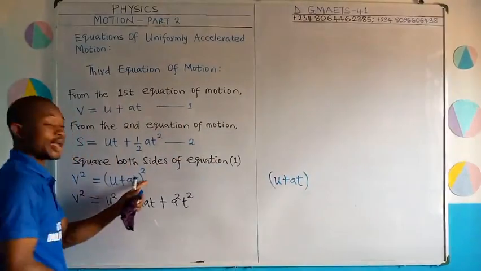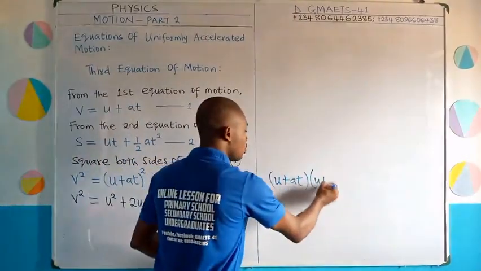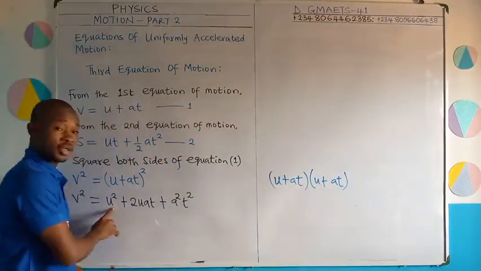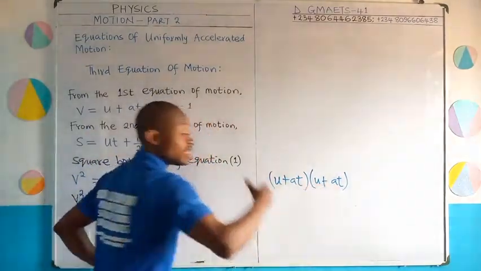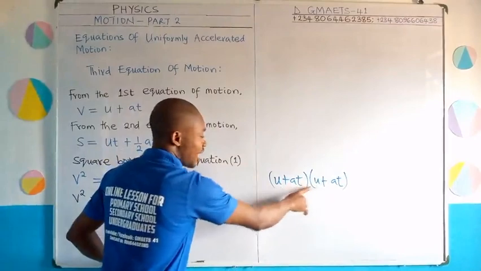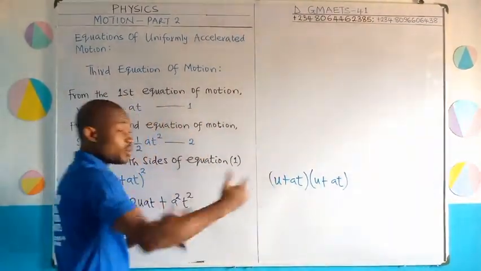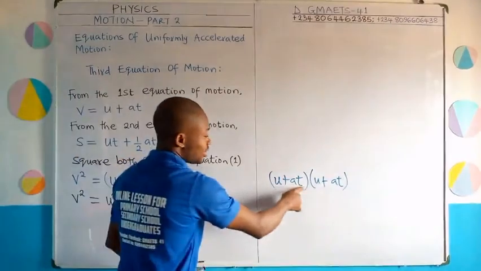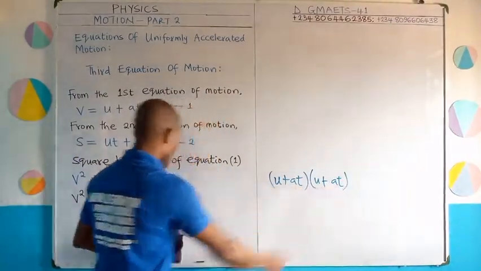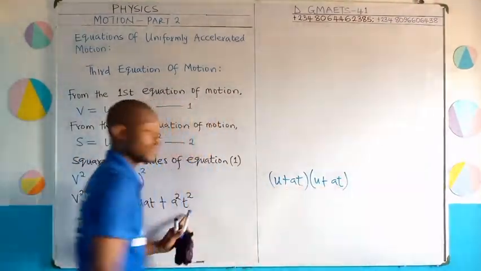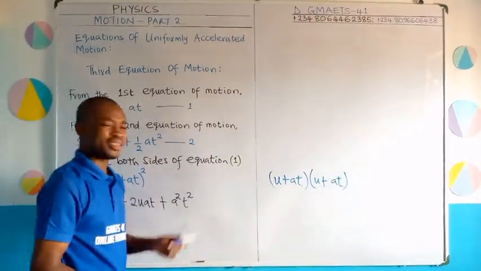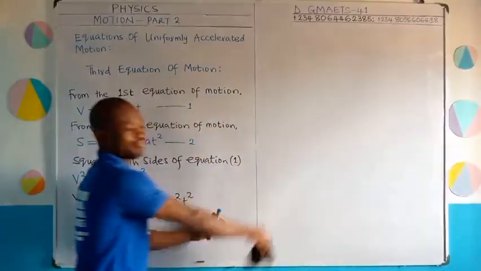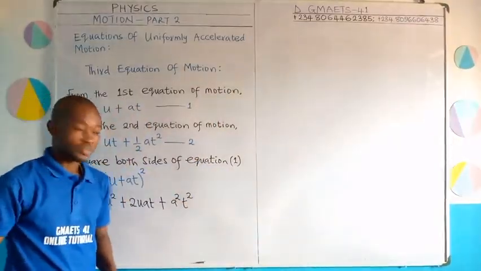This is squared, so you multiply it by itself again: u plus at. So you have u times u, which is u squared, and then u times at, which is uat, then at times u, which is another uat. That uat plus the first uat gives you 2uat. And then at times at gives you a times a, which is a squared, t times t, which is t squared. Like I said, there is a faster way using binomial expansion to get this, which is what I've done. Let us move on, please.